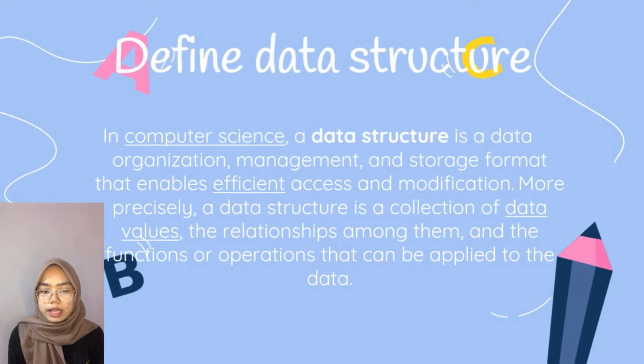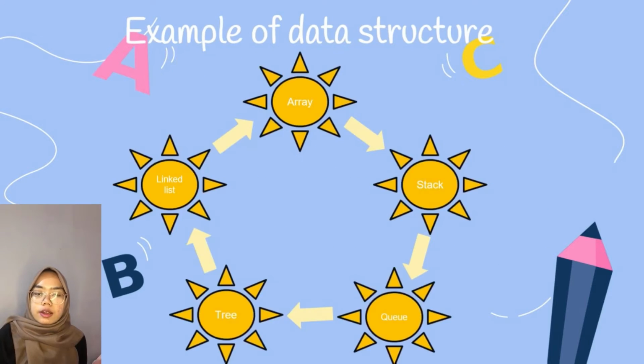First of all, let me explain about define data structure. In computer science, a data structure is a data organization, management, and storage format that enables efficient access and modification. More precisely, a data structure is a collection of data values, the relationships among them, and the function or operation that can be applied to the data.